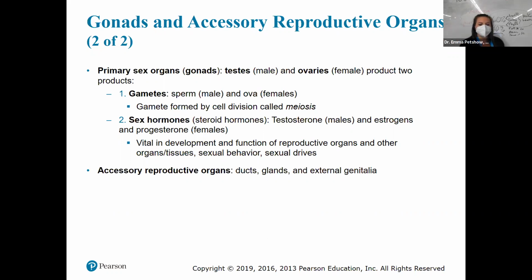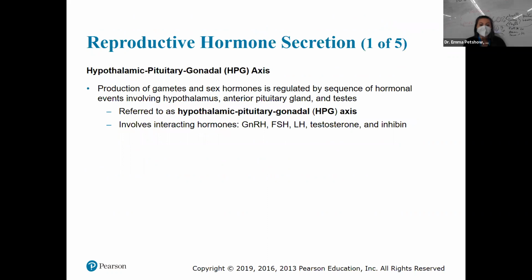We won't spend a lot of time on it. And then our sex hormones, our steroid hormones, so testosterone in males and estrogen and progesterone in females. So we are going to have a little bit of a reminder of some of our HPA axis and our adrenal hormones and our endocrine hormones, because we're going to talk about the HPG axis a little bit today. We also have accessory reproductive organs, which are ducts, glands, and external genitalia, which we'll touch base on development. So our HPG axis is our hypothalamic pituitary gonadal axis.